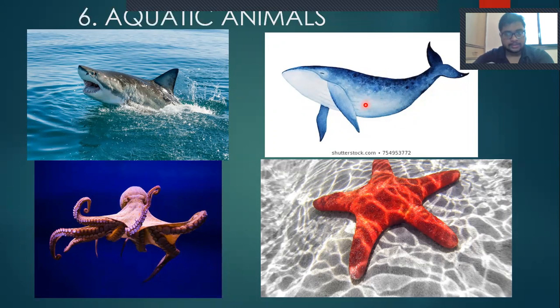The three school buses, when you keep them together, the length of those three school buses is the length of this blue whale. That much big it is. Then this is an octopus, and this is a starfish. So in general, aquatic animals are those animals that live in water. Okay, this is a shark, as I told you, and it lives inside water. Each and every aquatic animal lives inside water.